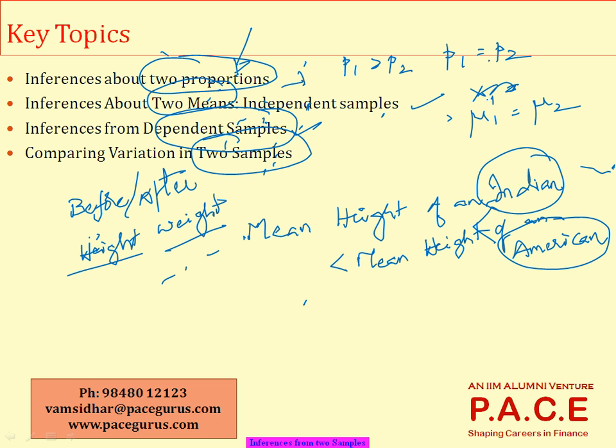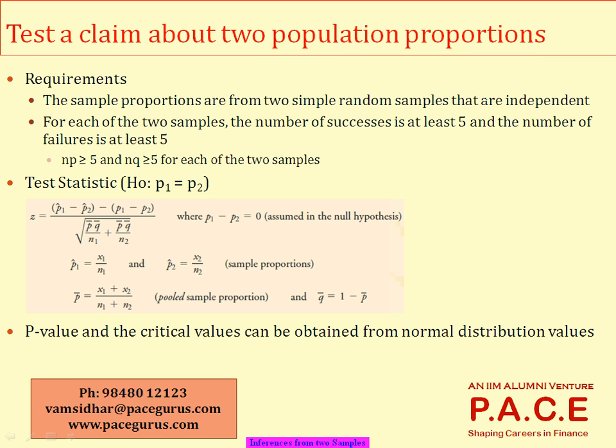Same thing with the variation, or variances, or standard deviation. The standard deviation of population 1 is equal to the standard deviation of population 2. So you know the null hypothesis in each of the cases. Then we are looking at the alternate hypothesis, which is not the null hypothesis case, or which is the opposite of the null hypothesis case. Right, so we'll look at the proportions.